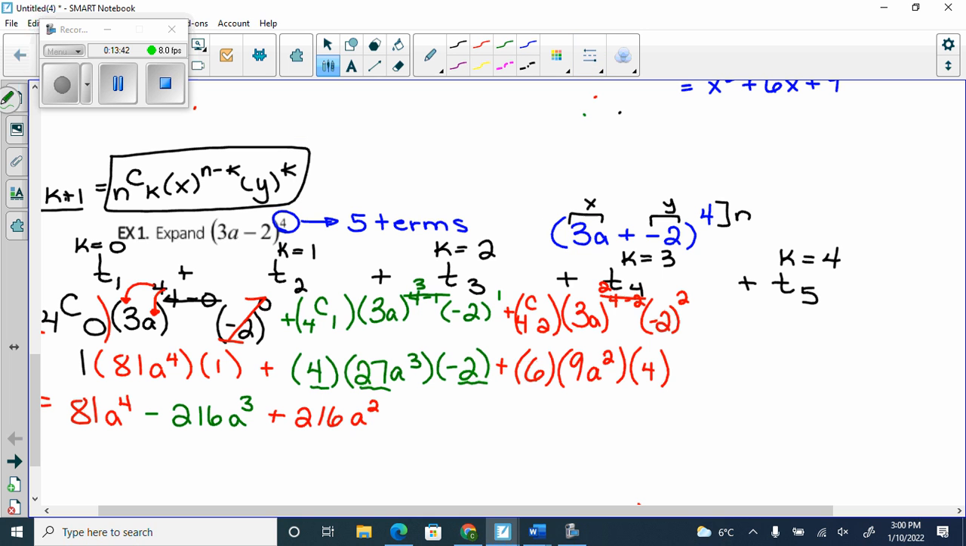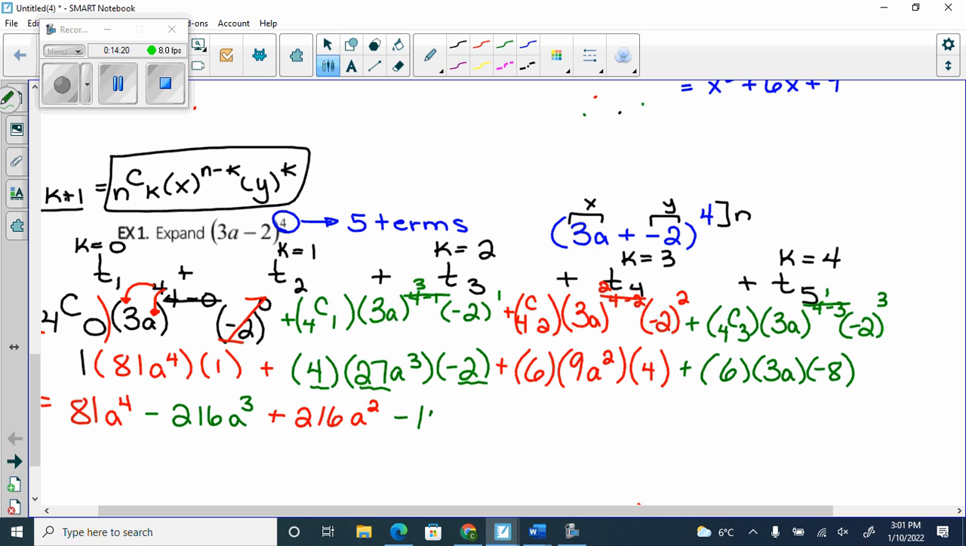I'm doing Christmas colors unintentionally, I just noticed right now. Okay, so we're going to go 4c3, 3a to the 4 minus 3, negative 2 to the 3. 4c3 is 6. Then this is 4 minus 3, which is 1. 3 to the 1 is 3, a to the 1 is a. So 3a, and then negative 2 cubed is negative 8. So what's 6 times 3 times negative 8? Negative 144a. And then we have one last one.